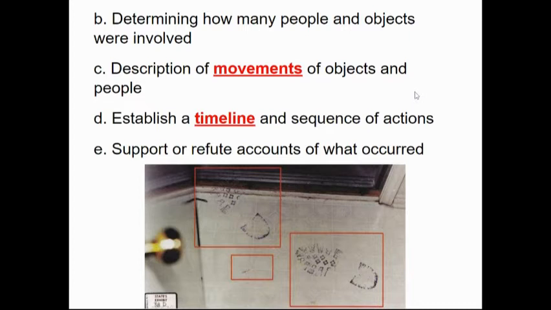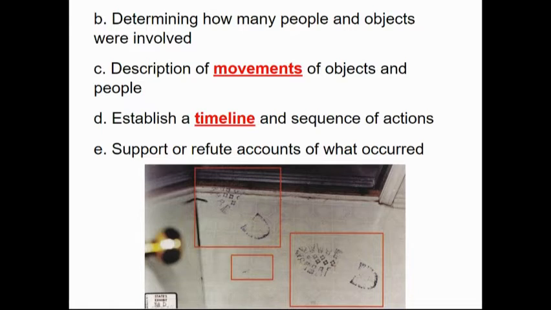So one thing we may want to know is how many people and objects were involved in a crime. We might want to know the movements of those people and objects, and we're going to want to create a timeline and sequence of events that are going to support or refute the accounts of what occurred. So supporting it would be possibly trying to prove our hypothesis of how this crime occurred. Basically, what that's referred to is a reconstruction.